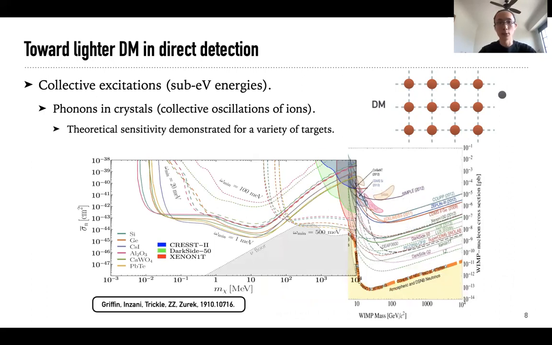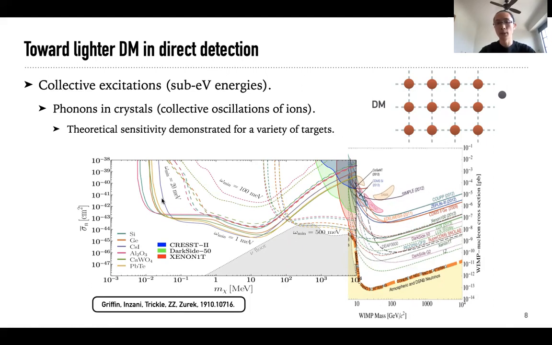And on the theoretical side, we have carried out a pretty detailed study of many candidate target materials. This is a plot from our paper back in 2019. Here I'm patching this plot together with what I showed before for the WIMP searches. So we see that with these materials, which is a subset of materials we looked at, we can extend the reach down to about 10 keV, which is significantly beyond the regime of conventional searches. And also we can cover pretty much the parameter space above the neutrino floor.